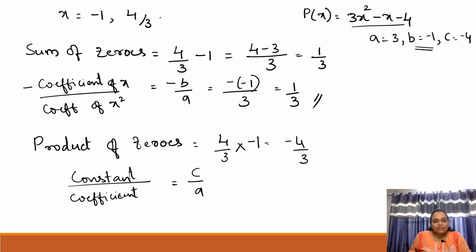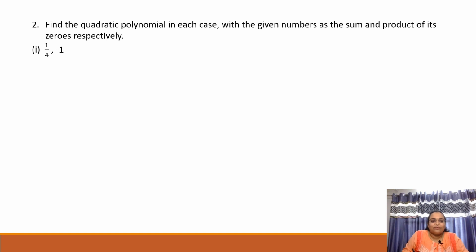Yes, coefficient of x square, correct? So what is c here? C is minus 4 by a is 3, which is also verified. Okay, hence verified. So the next question is, we need to find the quadratic polynomial.